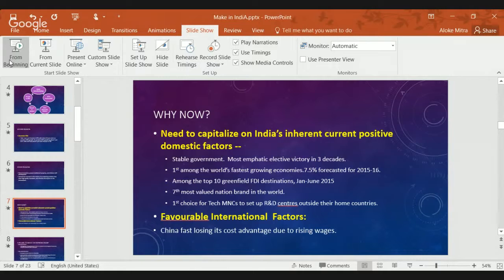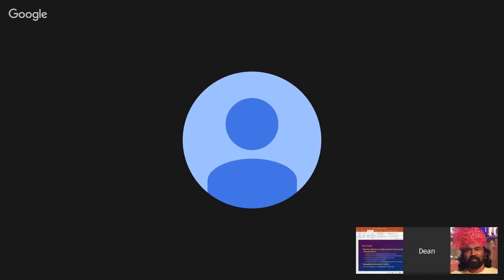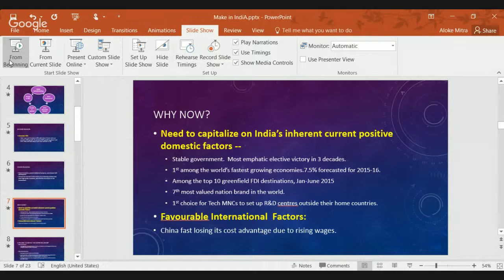It is also among the top 10 greenfield FDI destinations, according to a McKinsey report for the period January to June 2015. It is considered to be the 7th most valued nation brand in the world. India is the first choice for technological multinational companies to set up R&D centers outside their home countries. In the words of our own Prime Minister, India offers the 3 Ds for business to thrive: 1, democracy, 2, demography, and 3, demand. It has the third largest pool of scientists and technicians in the world. It also has strong design and R&D capabilities in auto electronics and industrial electronics.